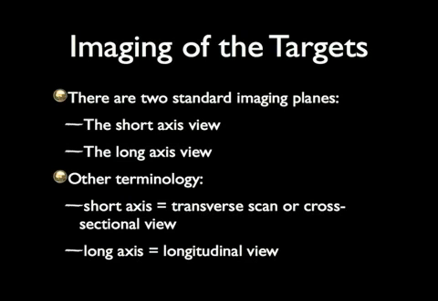State-of-the-art ultrasound imaging is currently in 2 dimensions. Therefore, there are 2 standard imaging planes with respect to the target blood vessels and nerves. These are 1, the short axis view, 2, the long axis view. There is other terminology that you may hear. The short axis view is often referred to as the transverse scan or the cross-sectional view. The long axis view is often referred to as the longitudinal view.